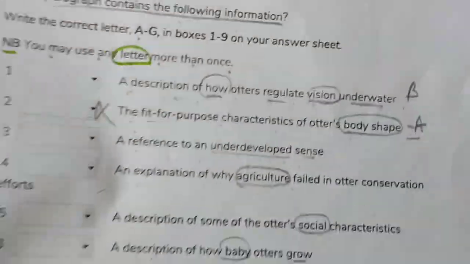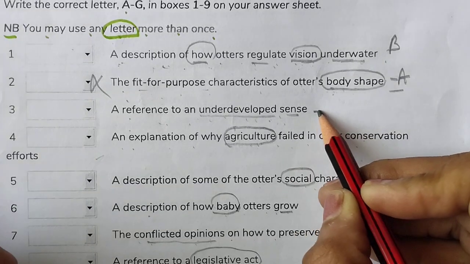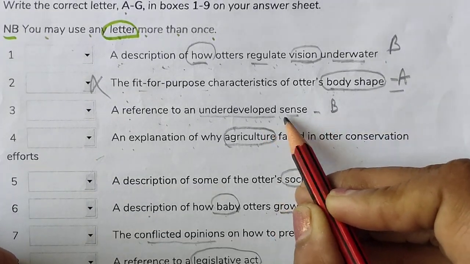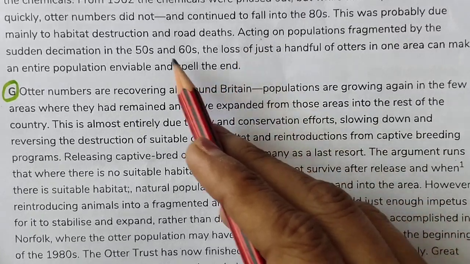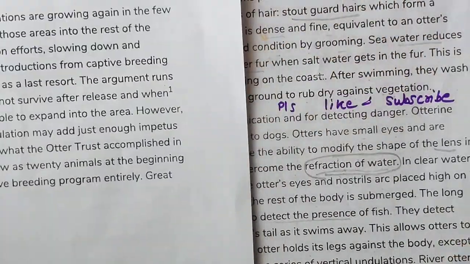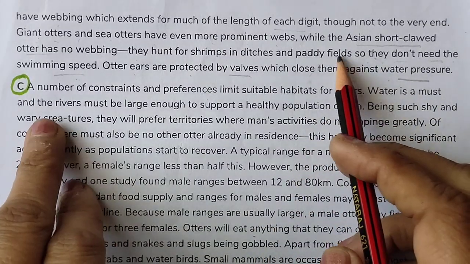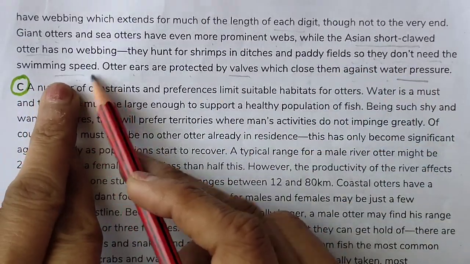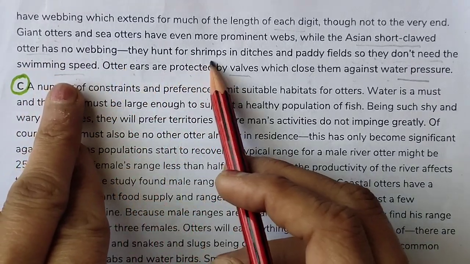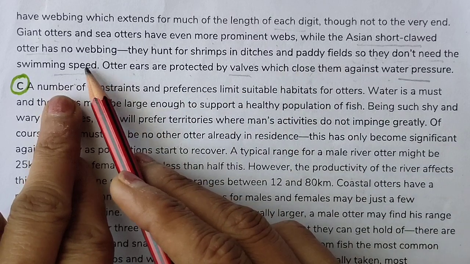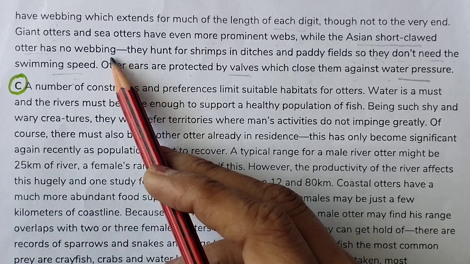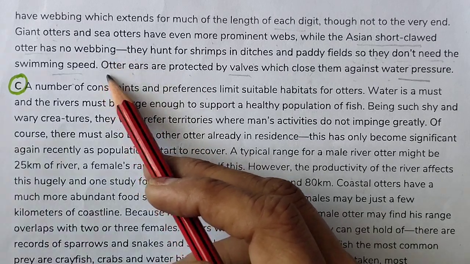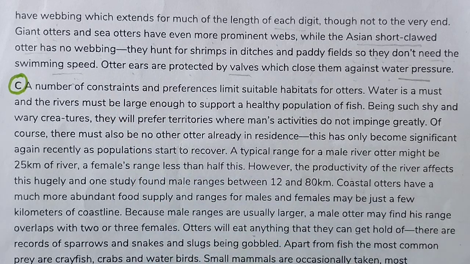We can match both, because as we know, initially I will match this with B only, because here they are saying something at the end of this paragraph also. No, sorry, this is a different paragraph. Yes, wait. Here also they say, so they don't need the swimming speed. Otter has no webbing, they hunt for shrimps in ditches and paddy fields, so they don't need this also. And in the previous lines also, in this same paragraph, they were talking about an underdeveloped sense. So we will just look at the end. Now let's move to the C paragraph.